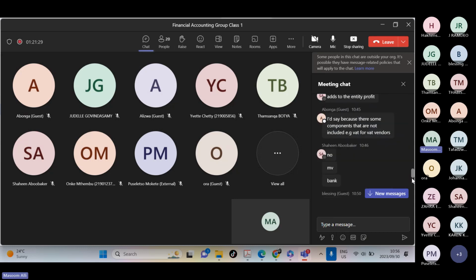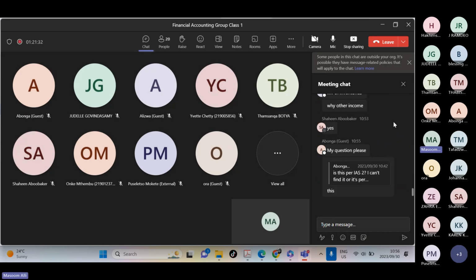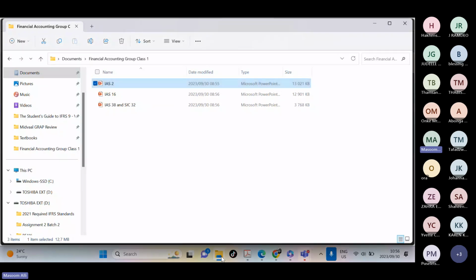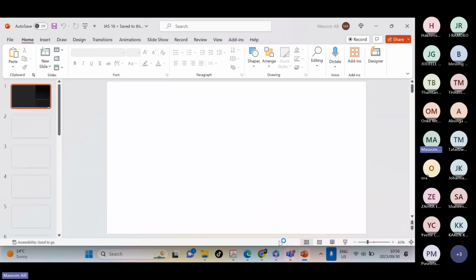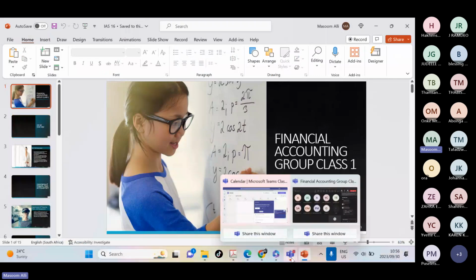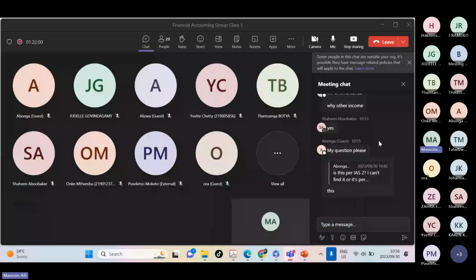It's in IAS 2. I'm not sure of the paragraph number exactly, but it's in IAS 2. Okay, all right, so I'm going to move on to IAS 16 from this point. Do you guys want to take a break, or are you okay to continue? If you want to take a break, we can take a 5-minute break, just no more than that.